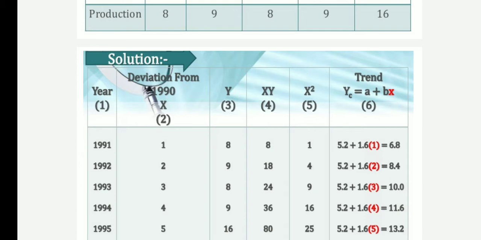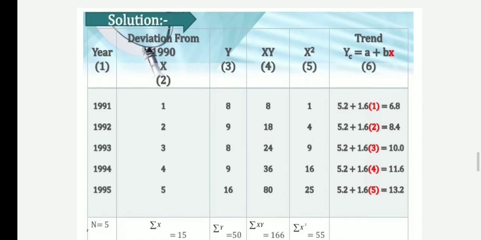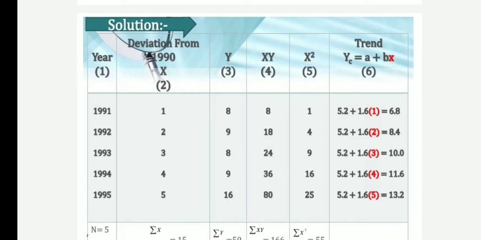So deviation from 1990 is equal to x minus x bar. X bar here is actually the mid value, 93. So 91 minus 90 equals 1. You can take any value, not only the middle value, you can take 93 also, no problem.